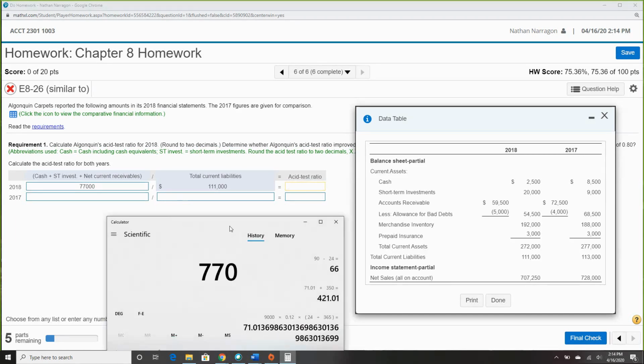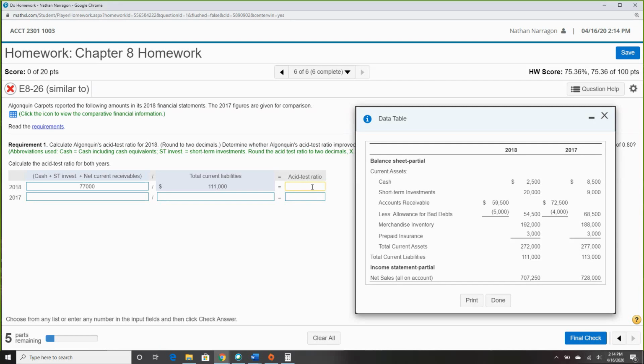So 77,000 divided by 1. So 0.69%. Alright, so really this part is just the first three numbers. For some reason, I was going for the whole current assets. I was doing the current ratio. My brain was just not working properly right here. So all it is is cash plus short term plus the net of accounts receivable.